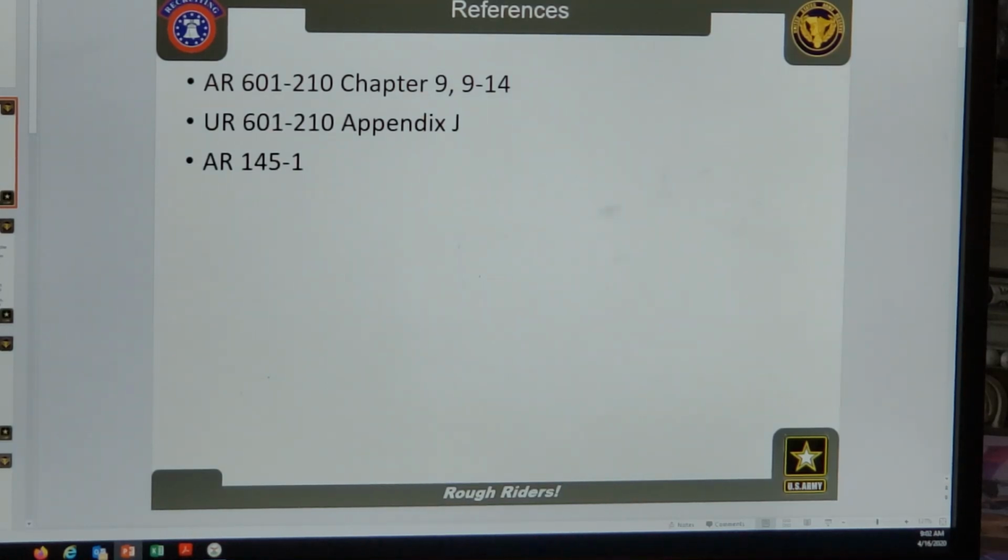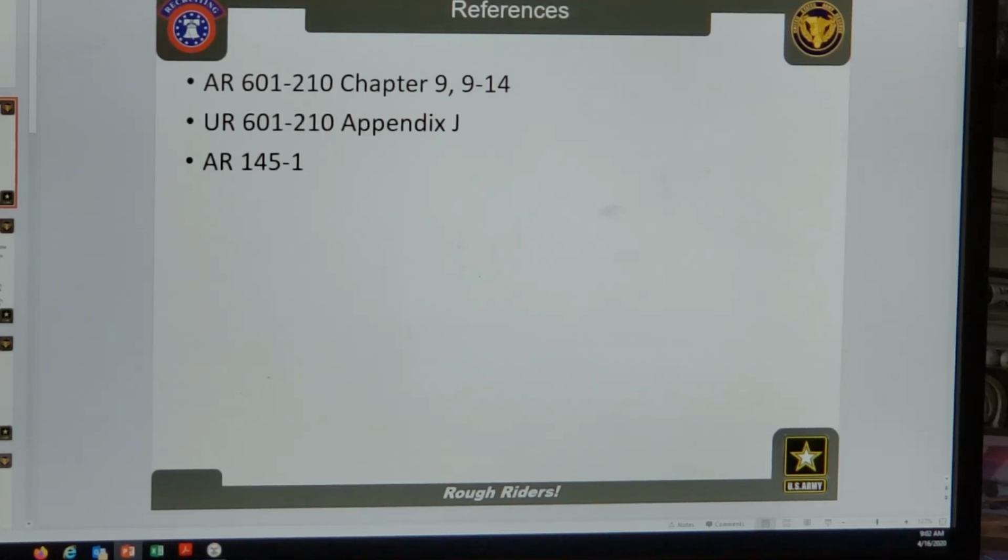All right, so our references for SMP, obviously the main one, AR 601-210, Chapter 9, 9-14. Any of you that have ever gone to that paragraph for SMP, it's a long one, like 6, 7, 8 pages. There are a lot of things that seem to contradict themselves throughout it. But that's the main piece that we use as a reference.